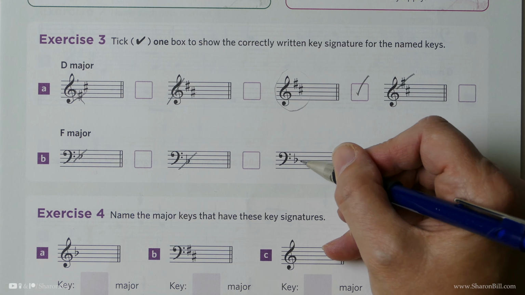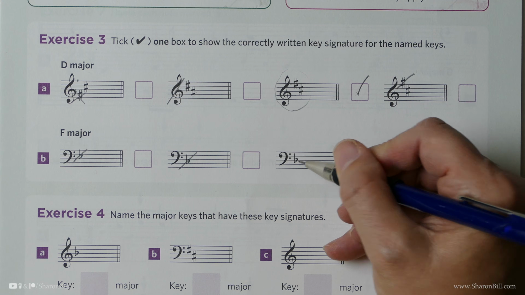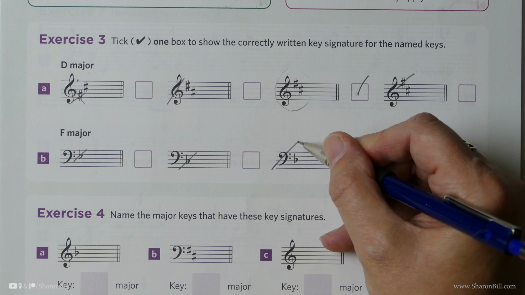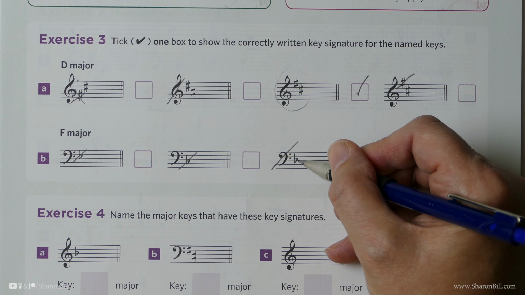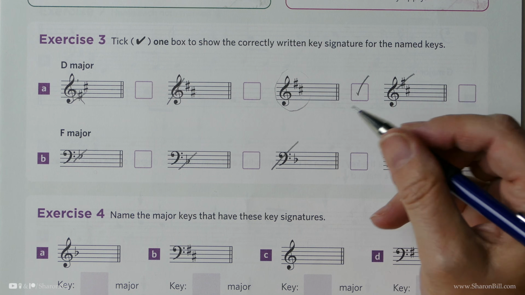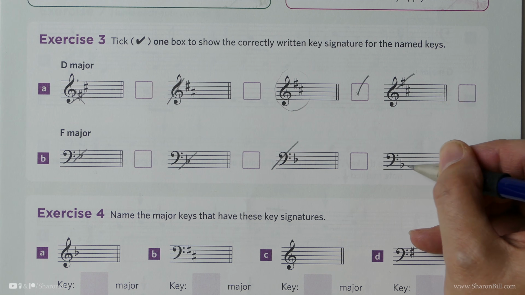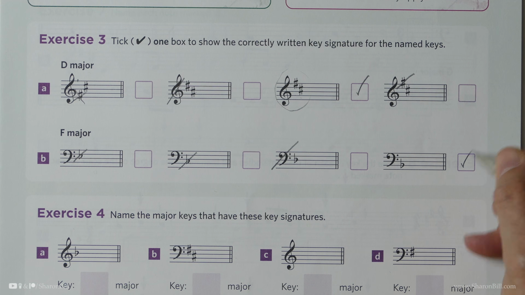It looks like this one could be correct, however, that would be correct if it was in the treble clef. As it's in the bass clef, actually that's note D. We don't want D flats, we want B flats. And so in the bass clef, good boys, that's the B flat that shows us that we are in F major, so that's the correct one.